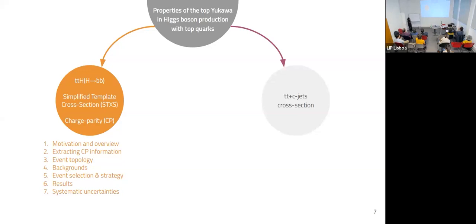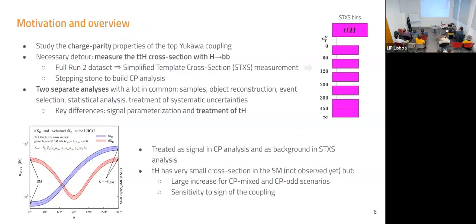So on the TTH analysis, I will go through motivation and overview. I will tell you how we extract the CP information, what is the event topology that we are looking at, which backgrounds affect our searches. I will cover the event selection strategy, the results, and systematic uncertainties.